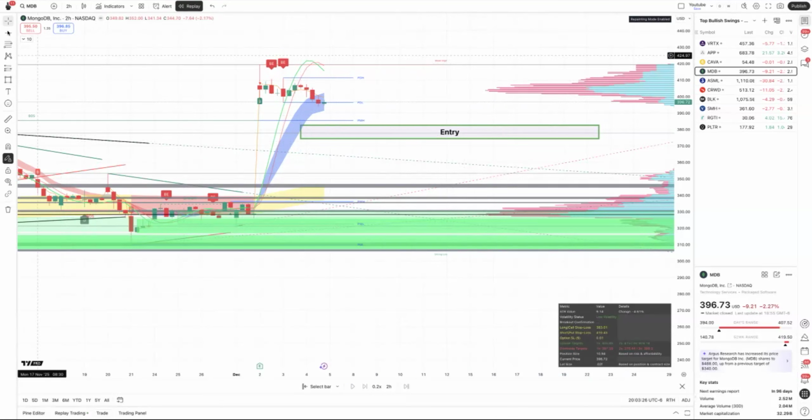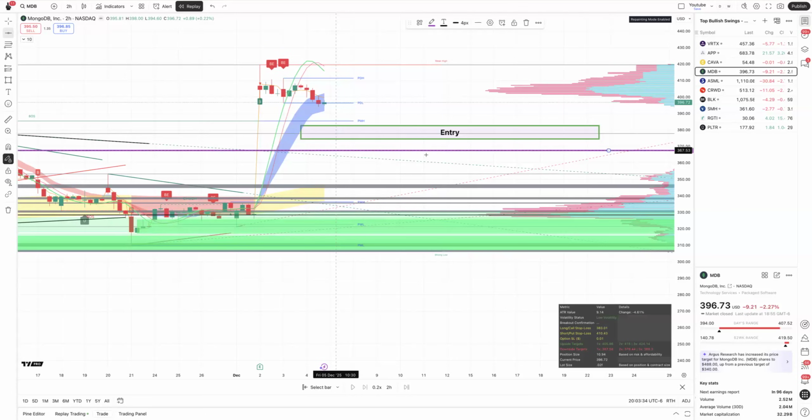You can say entry, right? And then if it gives you a stop loss level, say your stop loss level was down here at 367, you can put this on here and say stop loss, and then you can do your take profits above it, and then you can set alerts on them and everything.